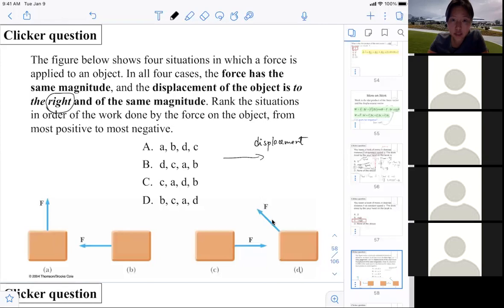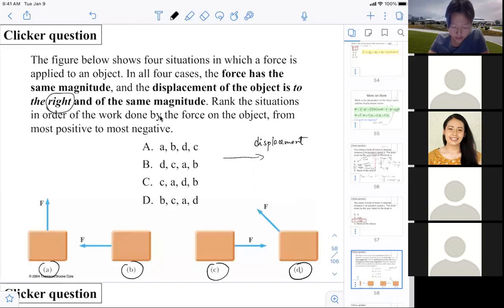It looks like we do have quite a strong agreement on choice C. So A, B, C, D, we have 4 different little scenarios. By looking at these, let me pick out the most positive first. Which one is the most positive? C. It is going to be which one?